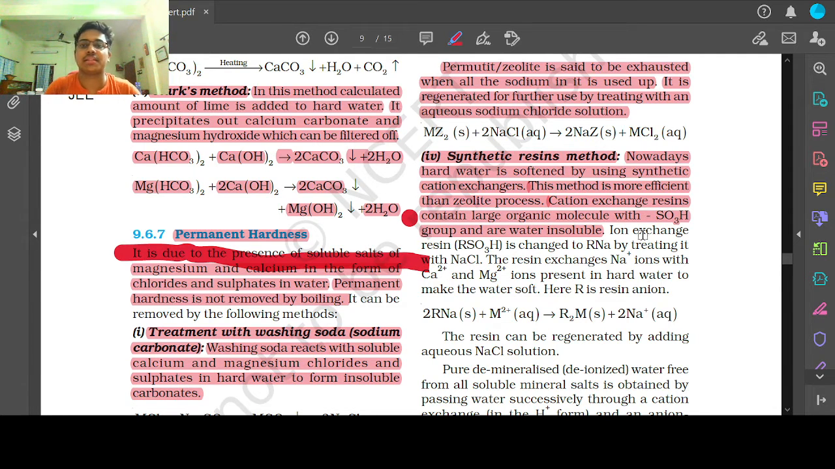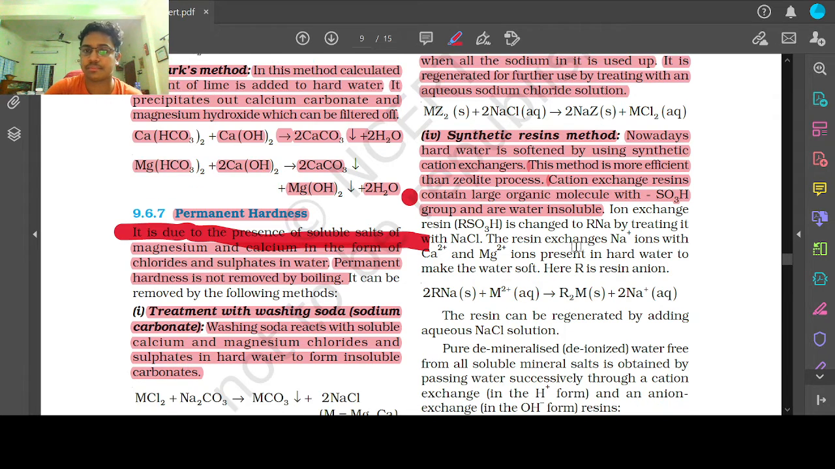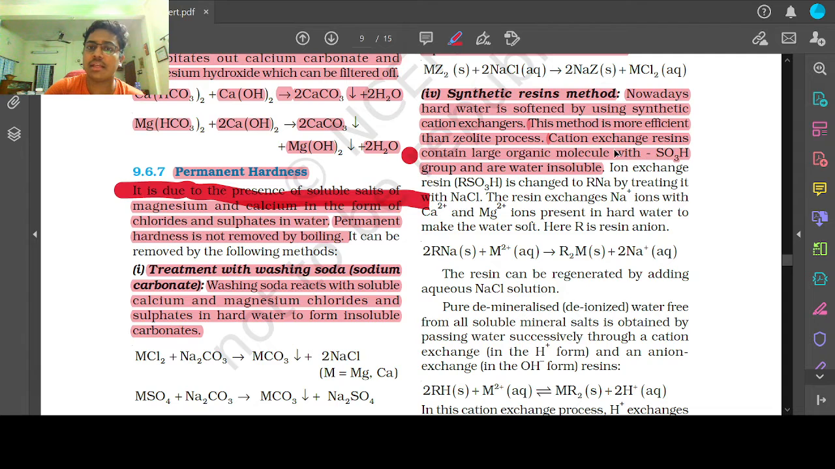So let us see this. You don't know what a resin is right now, but you'll get to know when you learn a bit of organic chemistry. For now, just think of this as a cation exchanger, a cation exchange process. Cation exchange resins contain large organic molecules with SO3H groups and are water insoluble. For the time being, remember that in the synthetic resin method, cation exchange resins containing SO3H groups are used. This much is important in this case.